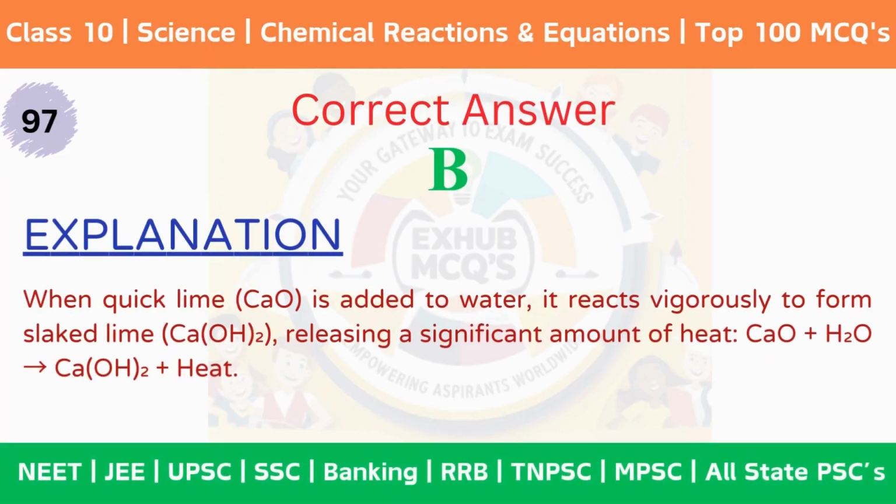The correct answer is option B, produces slaked lime. Explanation. When quicklime reacts with water, it forms slaked lime, calcium hydroxide, and releases a significant amount of heat. Calcium oxide plus water produces calcium hydroxide.